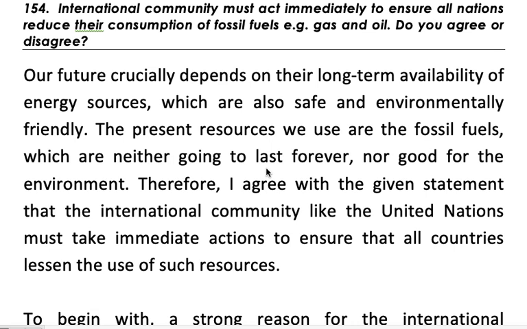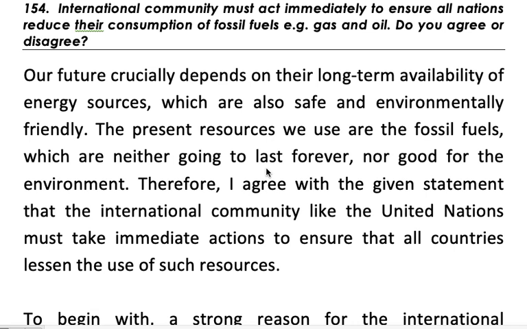to ensure, to make sure that all nations, each and every country, reduce their consumption, decrease their use of fossil fuels. Fossil fuels are oil and gas. Do you agree or disagree? Now, this is a topic in which you cannot disagree because fossil fuels should now be used less, and other non-polluting things should be used more, and because these are also finishing. So you have to agree with this topic, and there is no scope of putting a point of disagreement in this essay. So you'll have to think of three points to make three body paragraphs for the agree side, because there is no scope of disagreeing.